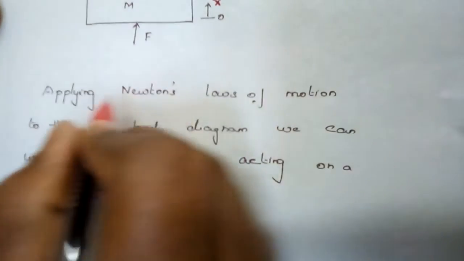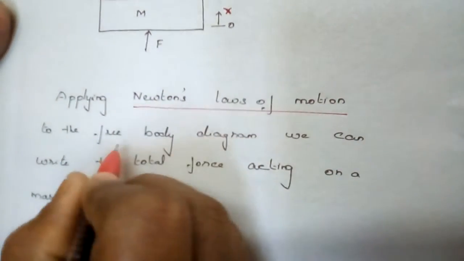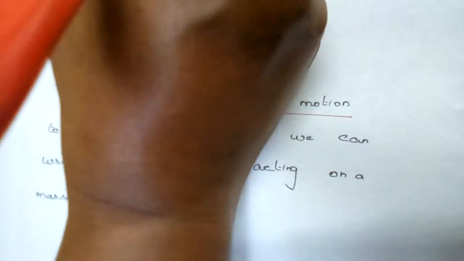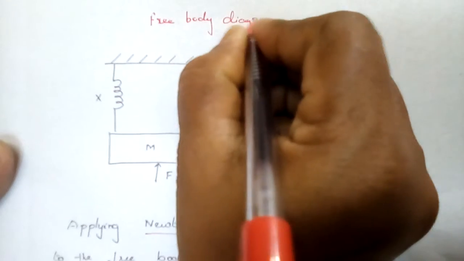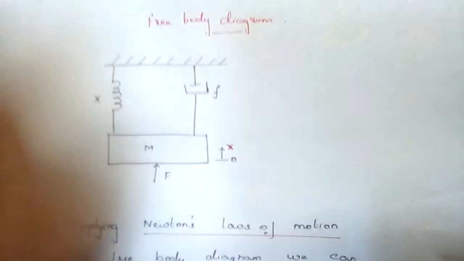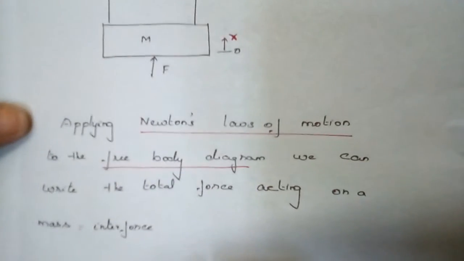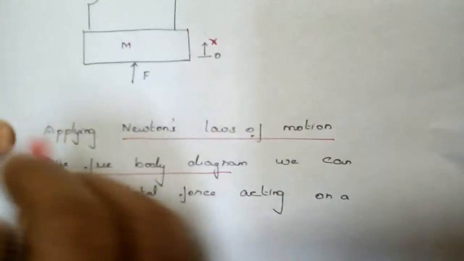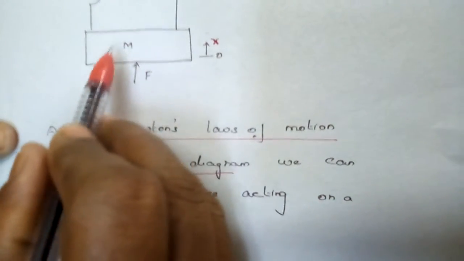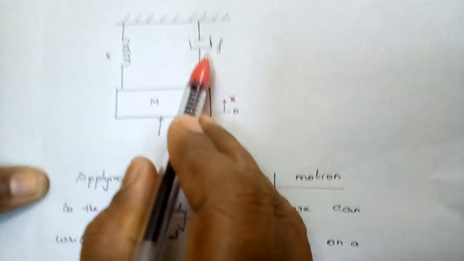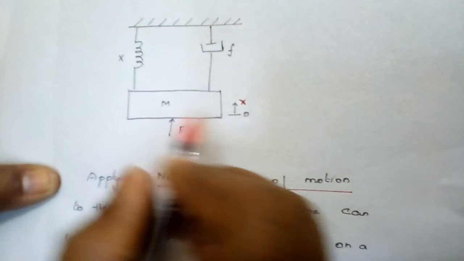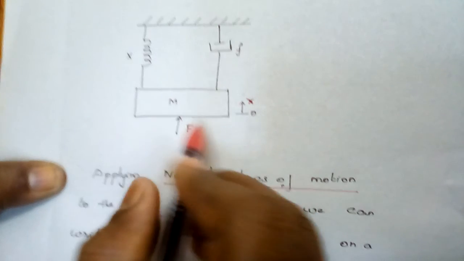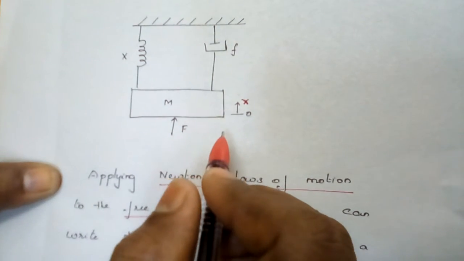Generally, by applying Newton's law of motion for the free body diagram, this is the free body diagram. For the free body diagram, we are going to have a force equation. From the force equation, we are further going to simplify. By applying Newton's law for the free body diagram, which consists of elements mass, spring, and the damper element, by seeing these three elements, the system is said to be a translation system.